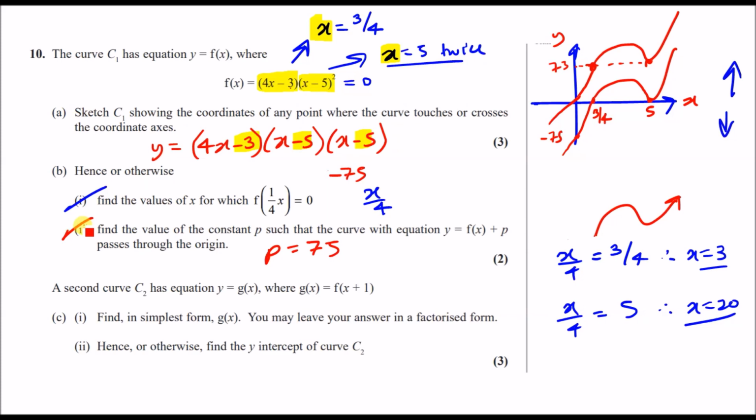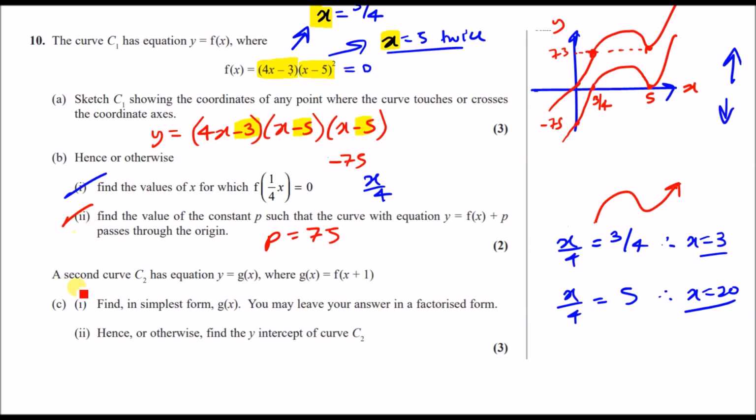But let's have a look at the second bit. A second curve C2 has equation y equals g(x). So just recap here. The previous one was called f(x), where g(x) equals f at the point x plus 1. So instead of f(x), you're going to replace x with x plus 1, and those two are equal now.